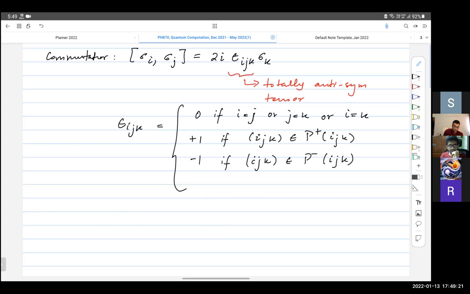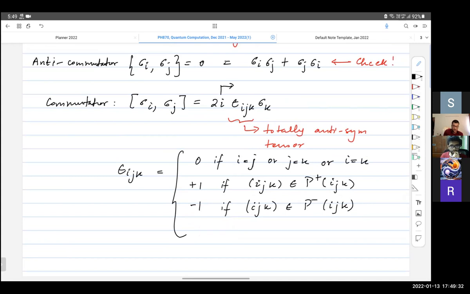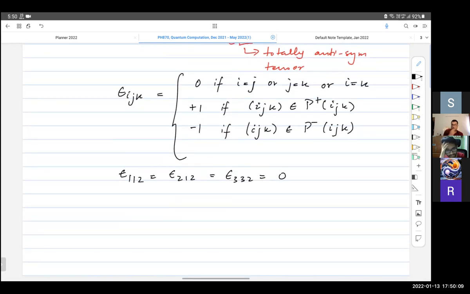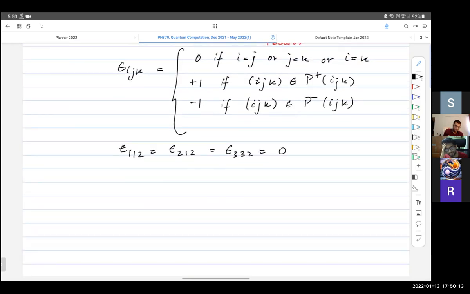Sir, are we still using that sigma, I mean the summation? Yes, we are, but not in this case. So this is again a little bit confusing. This i is the unit imaginary, and we are using the summation. What we are doing is summing over k. k is one of the indices. So let me explain how that works. If I have something like epsilon 1, 1, 2, epsilon 2, 1, 2, epsilon 3, 3, 2, all of these are zero. Anytime any two of the indices repeat, the epsilon symbol is zero.